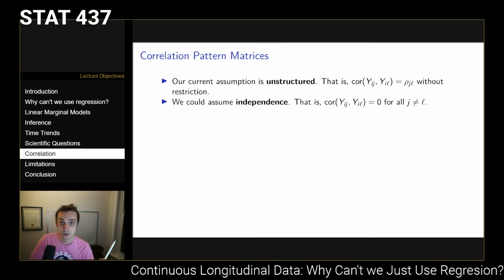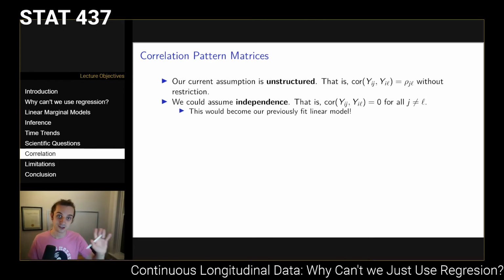So in that case, we would just say that all of the row ij or row jl's are 0 as long as j is not equal to L, and that gives us independence, right? Now this independence is the exact same as just fitting a linear model, right? If you assume independence, you get the fit that we already performed in this case. It's almost never going to be appropriate to assume independence, but it is one way that we could simplify this example.